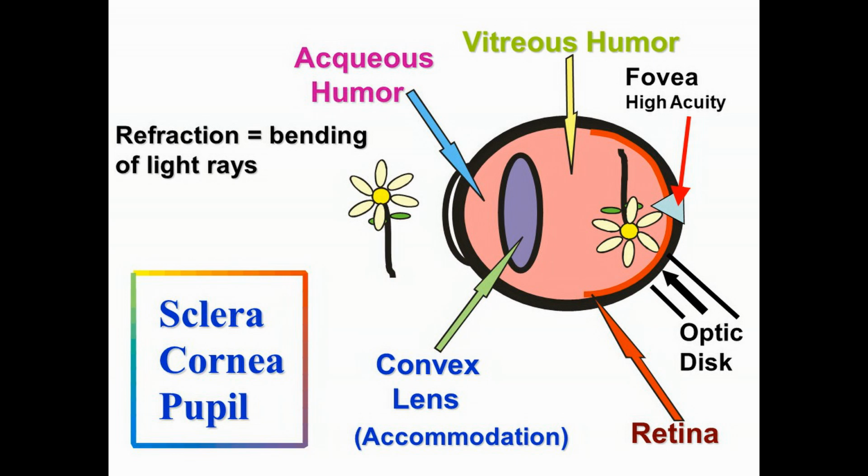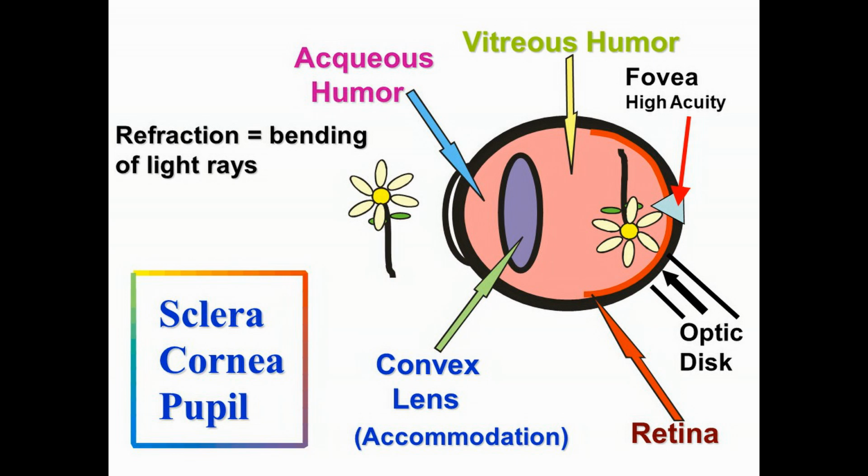Now it's time to talk a little bit more about what happens to light as it passes through the human eye. You may already be aware that the lens of the eye is important for refraction of light, bending of light rays in order to focus an image clearly on the fovea at the back of the eye.